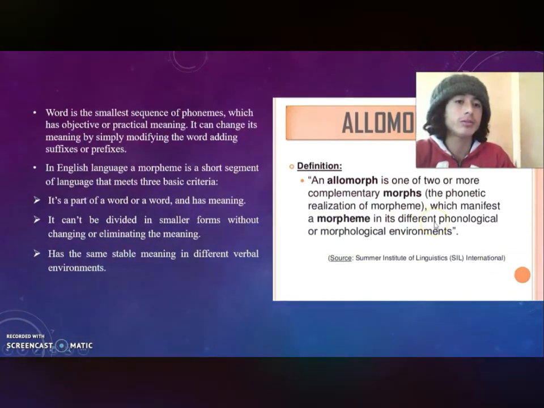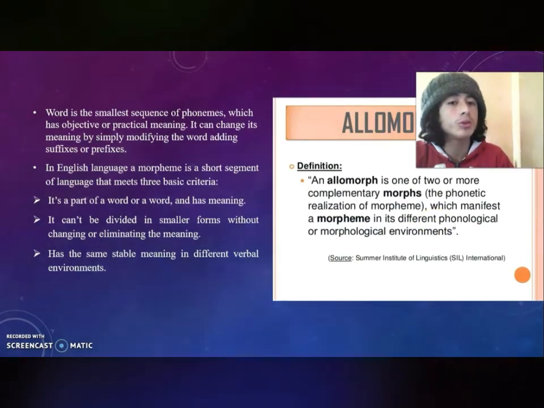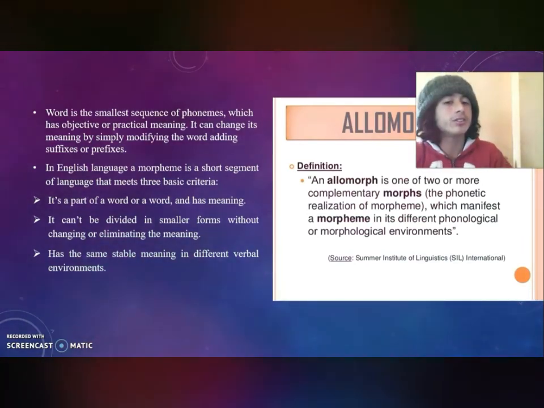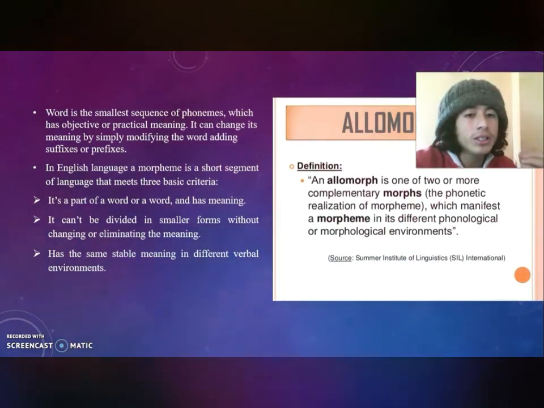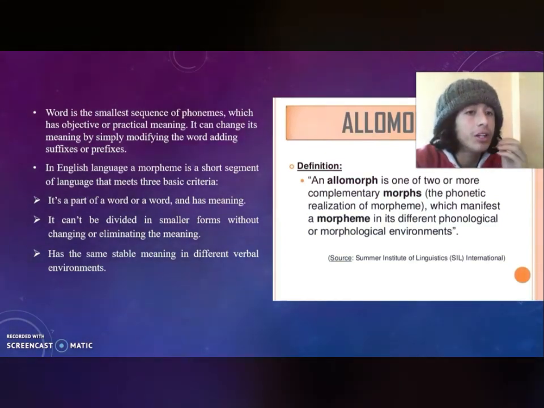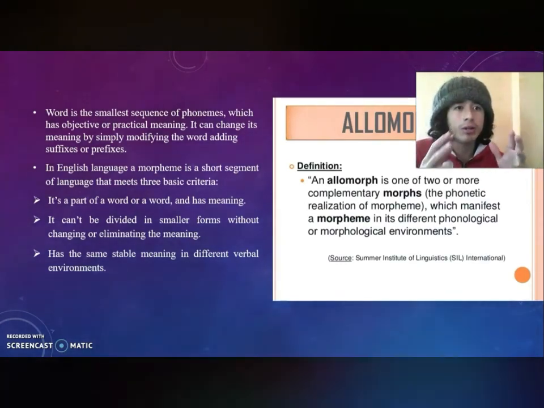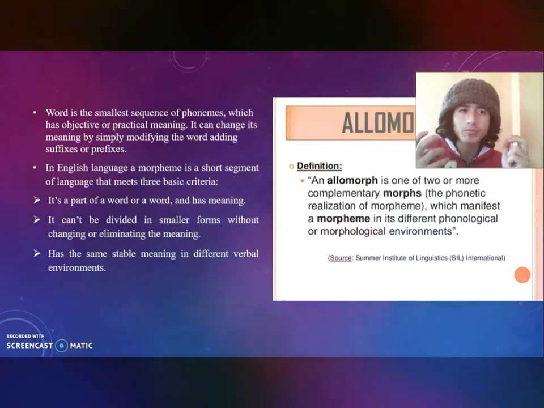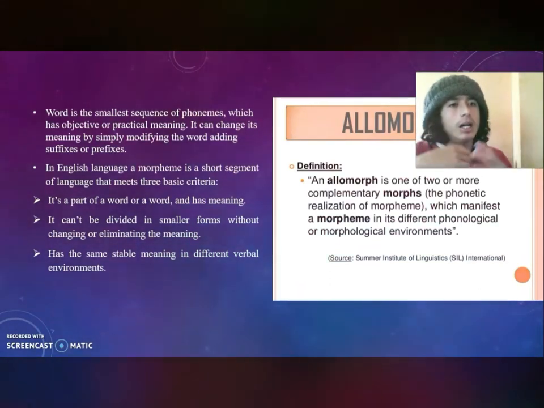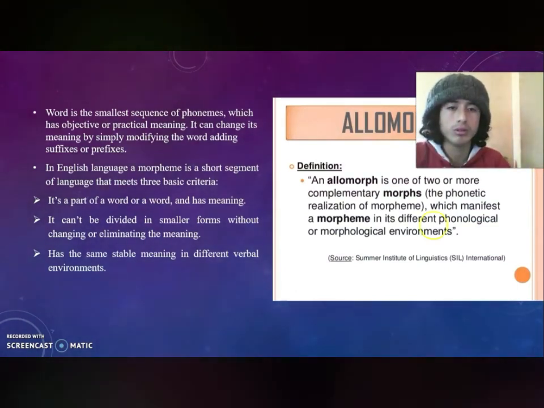On the other hand, we have the allomorph. An allomorph is one of two or more complementary morphs, the phonetic realization of a morpheme, which means a morpheme in different phonological and morphological environments. It could be an allomorph in a plural form. We have the morpheme apple and add the allomorph s, and we have apples.